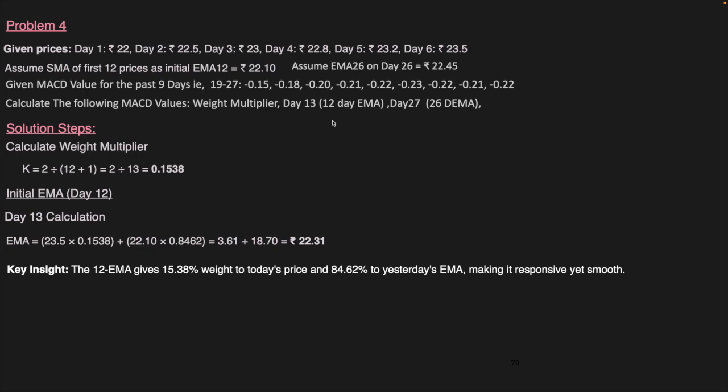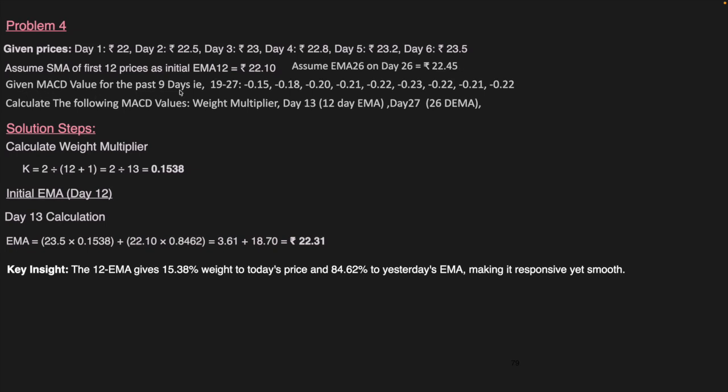So let us see one more problem on the MACD. Let us understand this. Given prices: day 1 is 22, day 2 is 22.5, day 3 is 23, day 4 is 22.8, day 5 is 23.2 and day 6 is 23.5. Here a very important assumption has been made. Assume the simple moving average of the first 12 prices as the initial EMA 12, which will be rupees 22.1, and assume the 26th period EMA on day 26 is equal to 22.45.